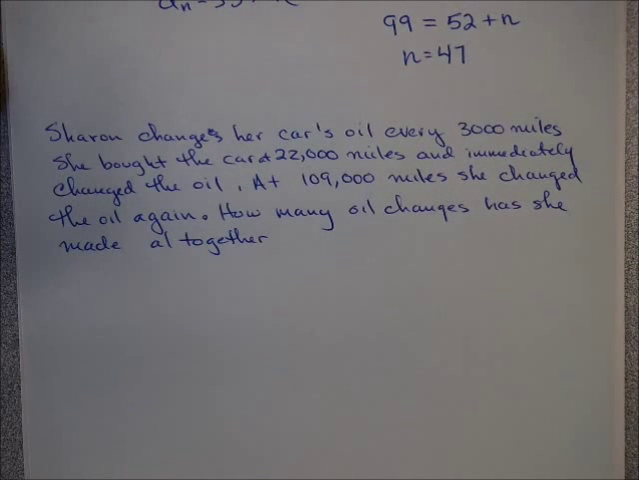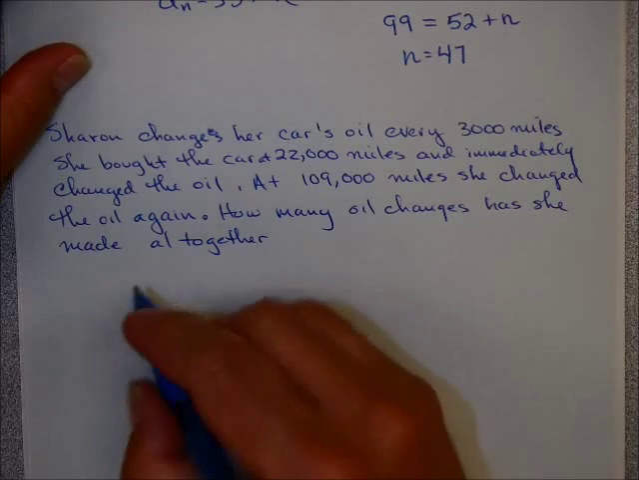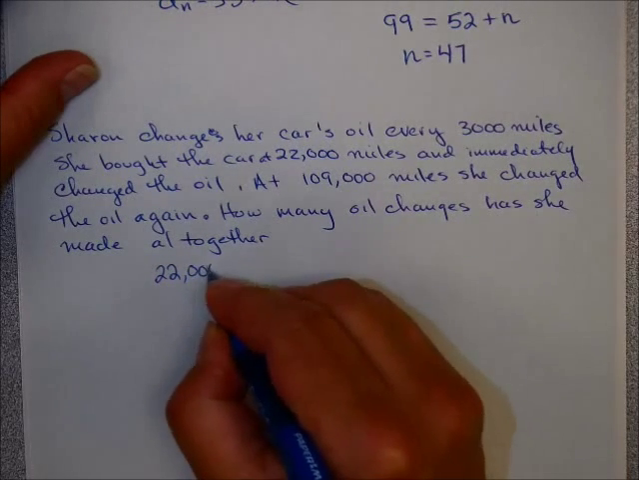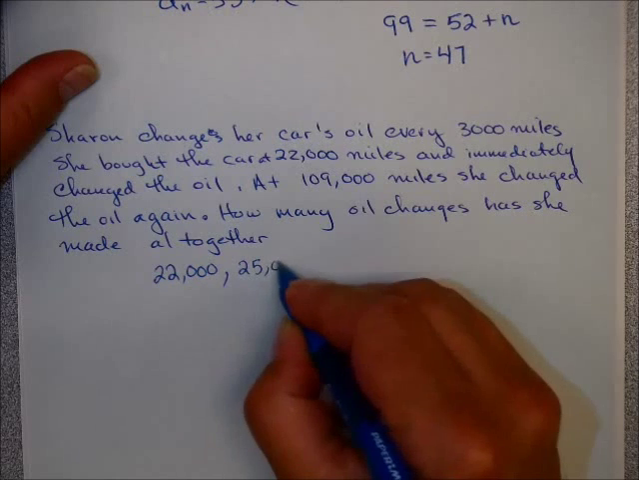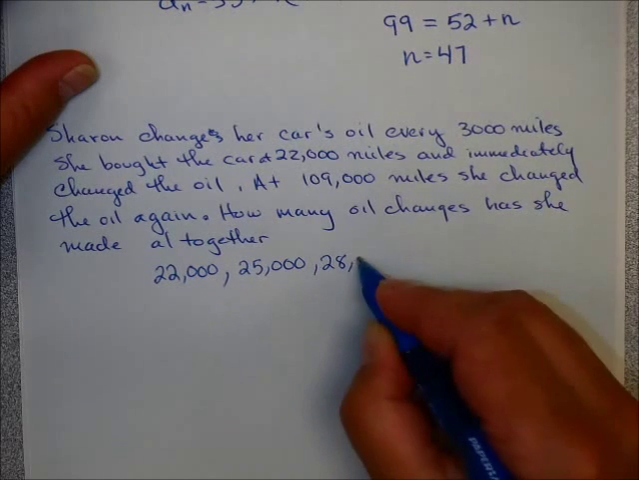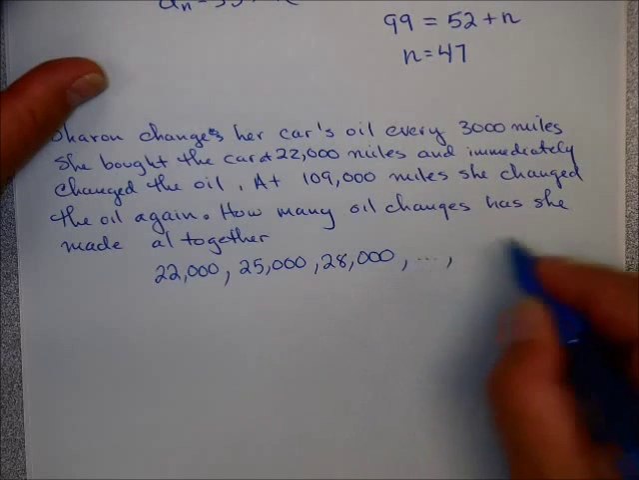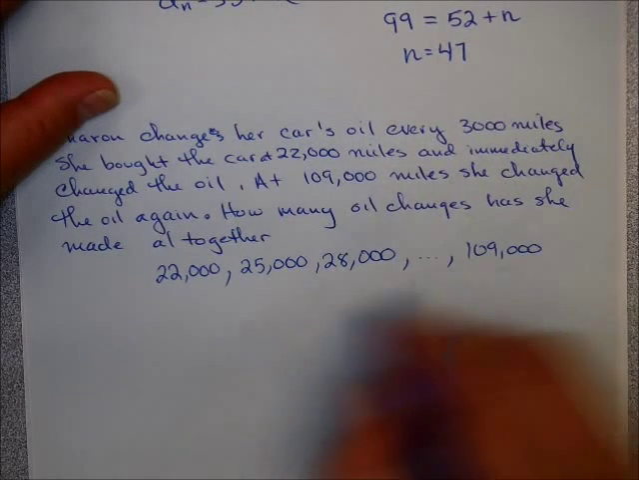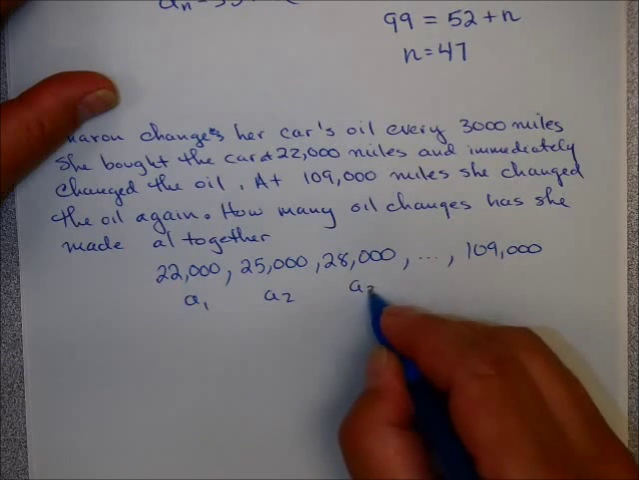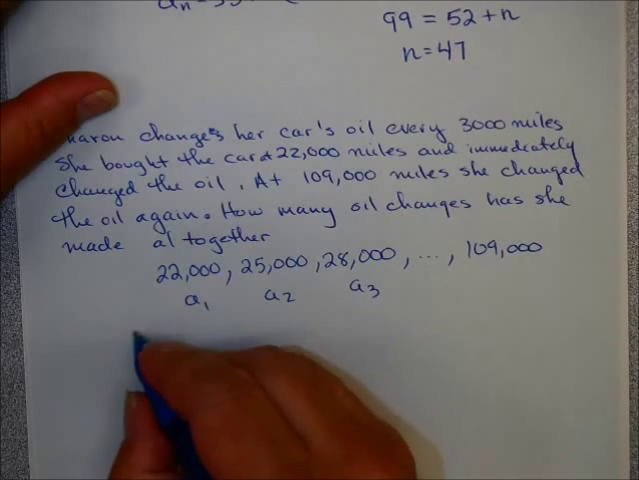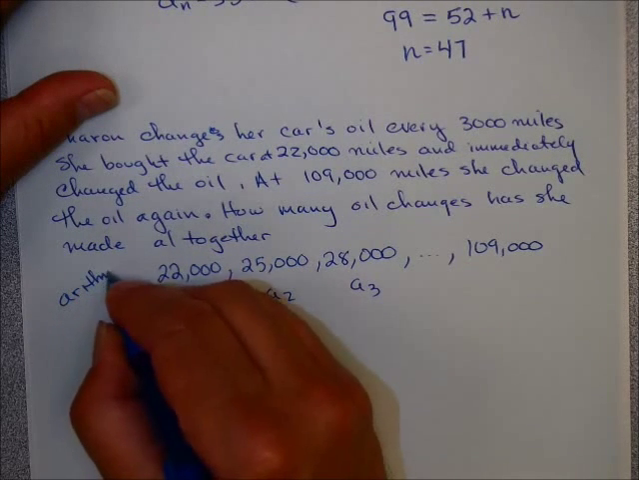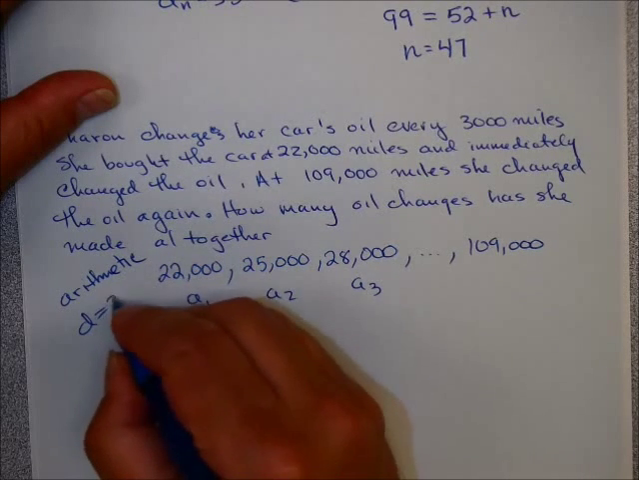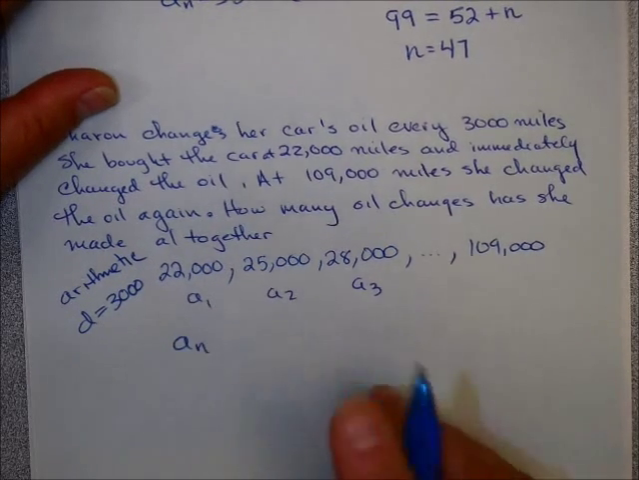Here's another example. Sharon changes her car's oil every 3,000 miles. She bought the car at 22,000 miles and immediately changed the oil. At 109,000 miles, she changed the oil again. How many oil changes has she made altogether? So, she bought the car at 22,000 miles, and being very studious, she changed it 3,000 miles later, 3,000 miles after that, all the way up to 109,000 miles. So if this is a1, this is a2, this is a3, I want to know how many of these there are. Notice again, this is arithmetic. And your common difference this time is 3,000. So see if you can write an nth term formula for me.